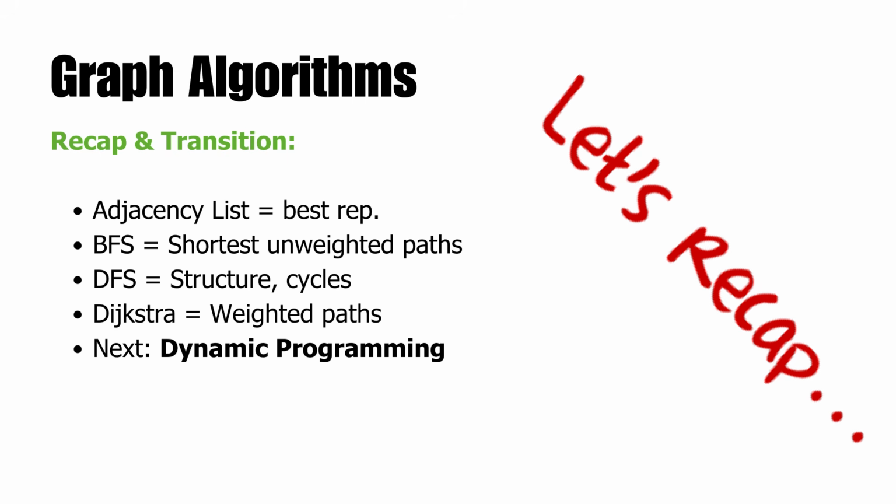Graphs are among the most versatile tools in algorithmic problem solving, enabling us to model relationships, optimize routes, and analyze networks. Next, we'll explore dynamic programming, an elegant technique that trades memory for time by caching results. It's a game changer for problems with overlapping subproblems and optimal substructure. Let's begin.